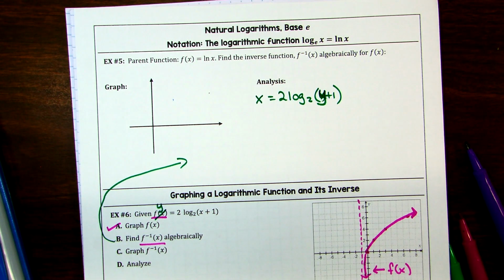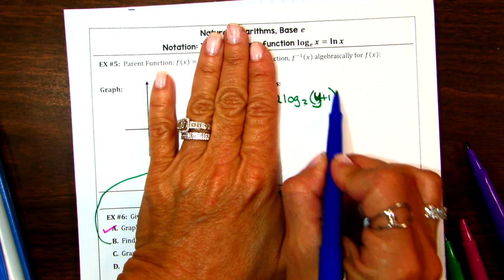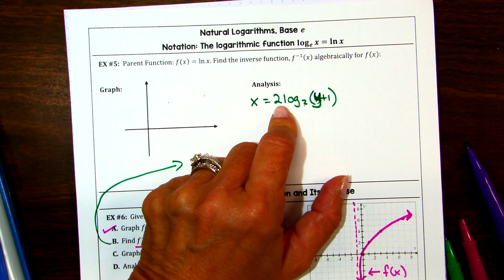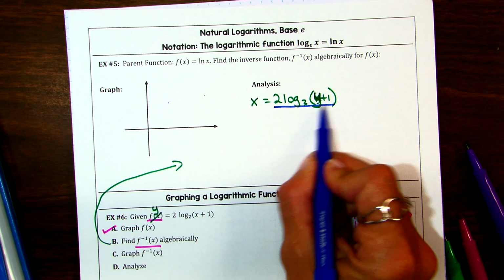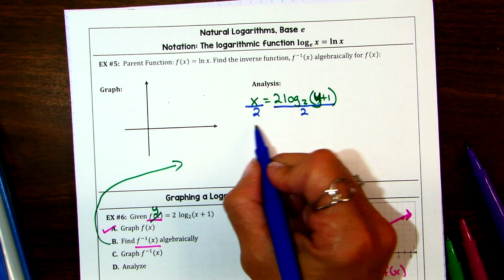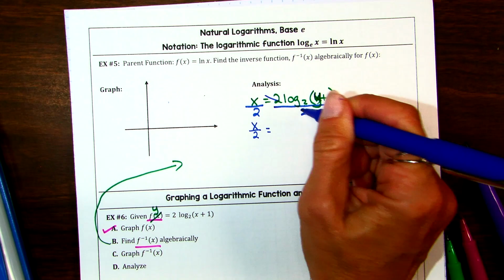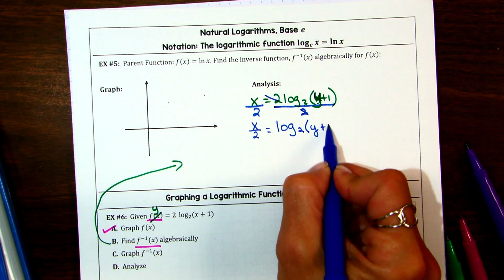Here's the thing. You want to isolate your log. We want the log and its base and whatever comes after it by itself. This 2 has got to go. It's multiplied. This is 2 times the log. We're going to use our algebra 1 rules and divide both sides by 2. Okay? So what I have now is x over 2 equals log base 2 of y plus 1. Okay?